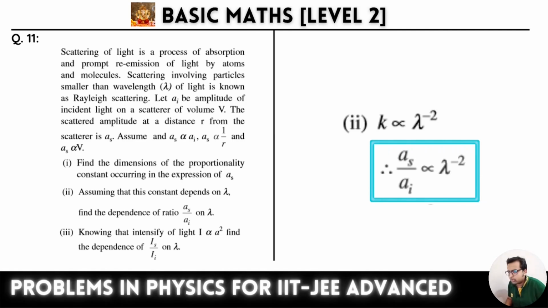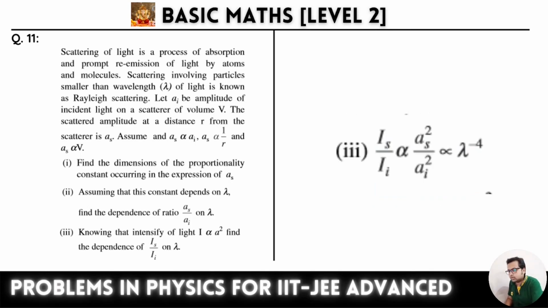Now let's move into the third part. The third part is: knowing that the intensity of light I is proportional to a square, find the dependence of Is upon Ii on lambda. So we know that intensity is proportional to amplitude square.